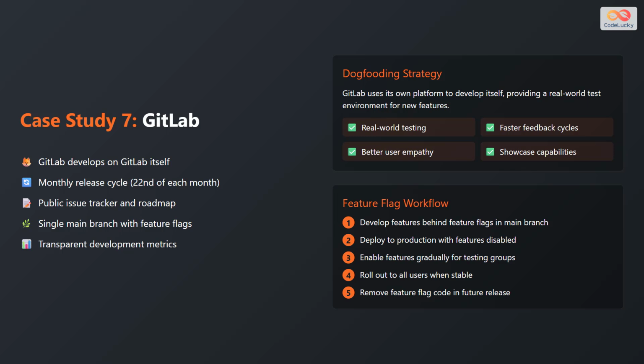The benefits of this are as follows: real-world testing, faster feedback cycles, better user empathy, showcase capabilities. The feature flag workflow is as follows. Develop features behind feature flags in the main branch, deploy to production with features disabled, enable features gradually for testing groups, roll out to all users when stable, and remove feature flag code in a future release.